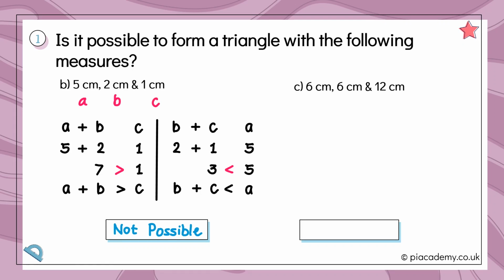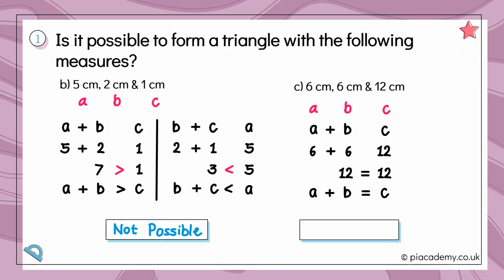Similar to this part, let us solve the next one. We first label the sides as A, B, and C. Then we check for the condition A plus B and C. Upon substitution, we get 6 plus 6 and 12. Or we can say 12 equal to 12, meaning that A plus B is equal to C. Again, such a triangle is not possible either.